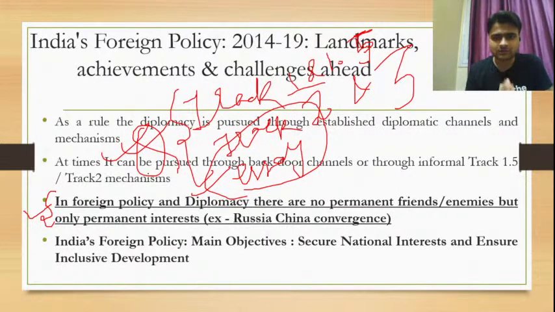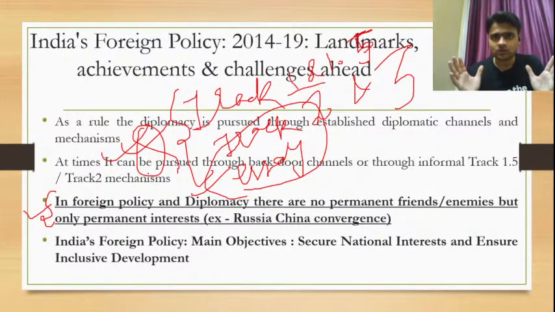Because you might be aware that there was a time when we followed NAM. We were not aligning to China, the USA or Russia. But after that our stance changed. We aligned with Russia. Then again after a few years our stance changed. We aligned with the USA. And now we are aligning with both the USA and Russia. So that is the example in the Indian context, that is, there is no permanent friend such as Russia or the US, or permanent enemy such as Russia or the US.